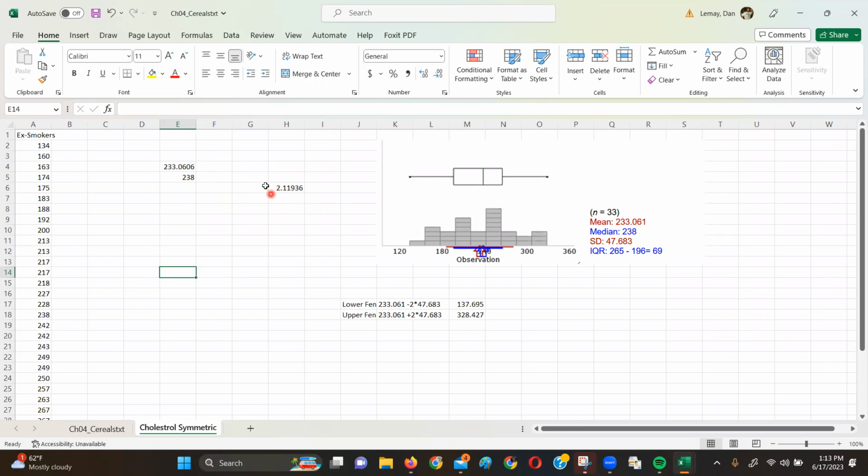Now, what am I trying to do? The median is only 2% greater than the mean. So I think that this is close enough. These are close enough to say that they're close enough, and that we're going to call this a symmetric distribution. Okay. So because this is a symmetric distribution, I want to use the mean to talk about the center.